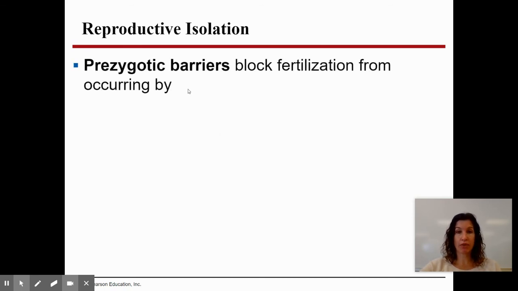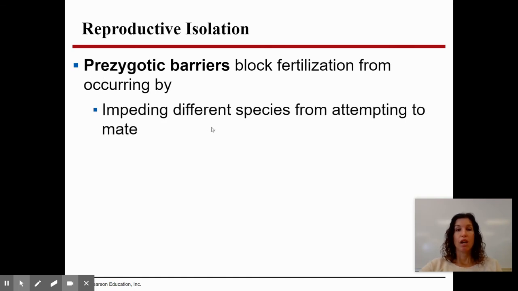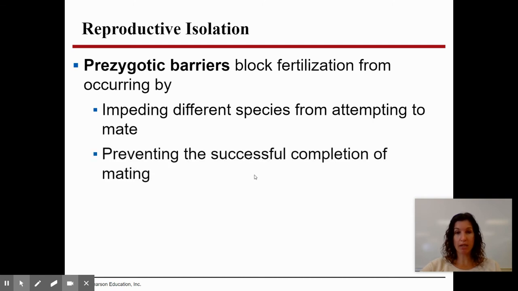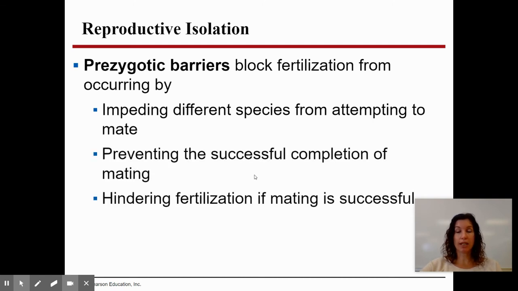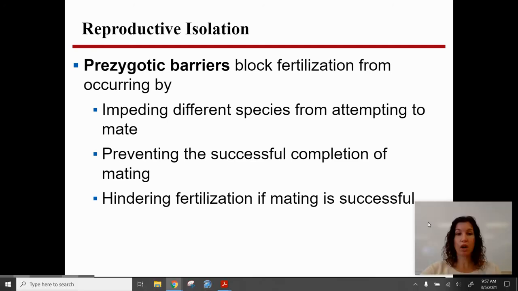Pre-zygotic barriers block fertilization from occurring. So pre is before. They block fertilization by impeding different species from attempting to mate, preventing the successful completion of mating, or hindering fertilization if mating is successful.